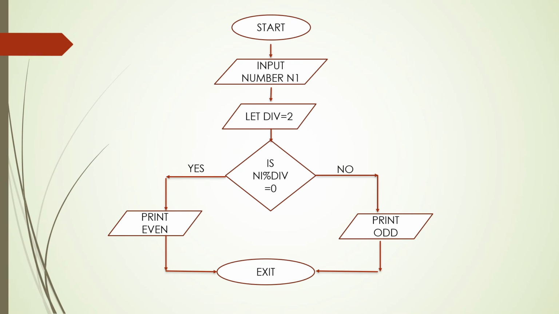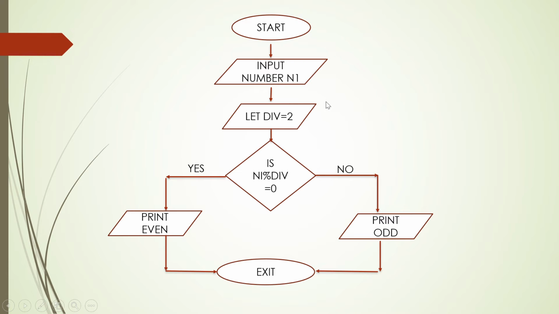So the flowchart will be like this: we will start the program and then we will input n1, number n1, then we will take let div equals to 2. Why will we take div equals to 2? Because this n1 has to be divided by 2. Okay, so we will not write 2 several times, we will just write div, because div is another box.